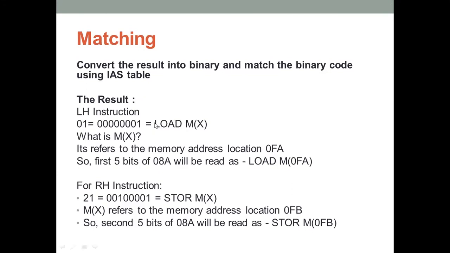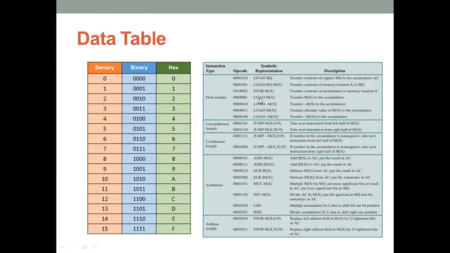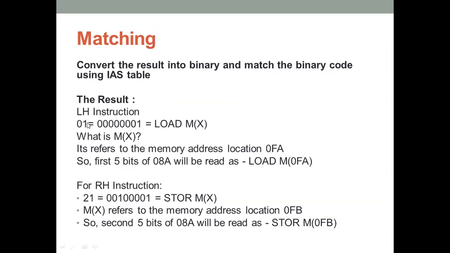And after we get the binary code, we match again with the IAS table, this one. You can see that 00000001 is LOAD M(X). Okay, you can see it in the data transfer group like this. So it means the instruction is LOAD M(X) according to the IAS table. So what is M(X)? It refers to the memory address location 0FA. So the first instruction of 08A will be read as LOAD M(0FA).